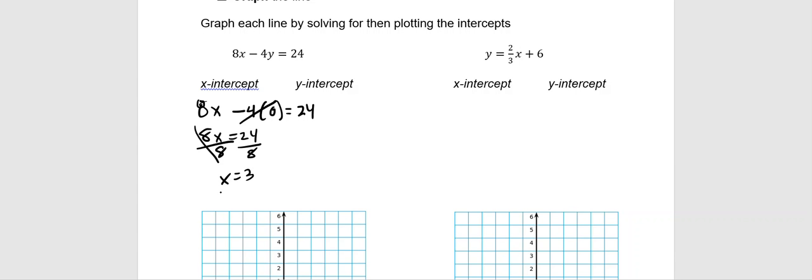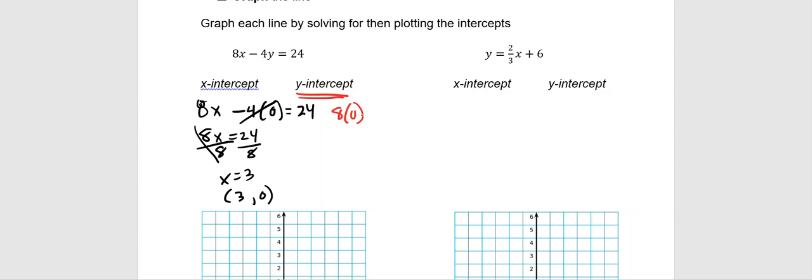And don't forget, that's going to be an ordered pair, because of the fact that I put 0 in for y, I got 3 for x. So we can go ahead and repeat that process, this time for the y-intercept. So we're going to start with our equation again, but this time, don't forget, to solve for the y-intercept, we substitute 0 in for x.